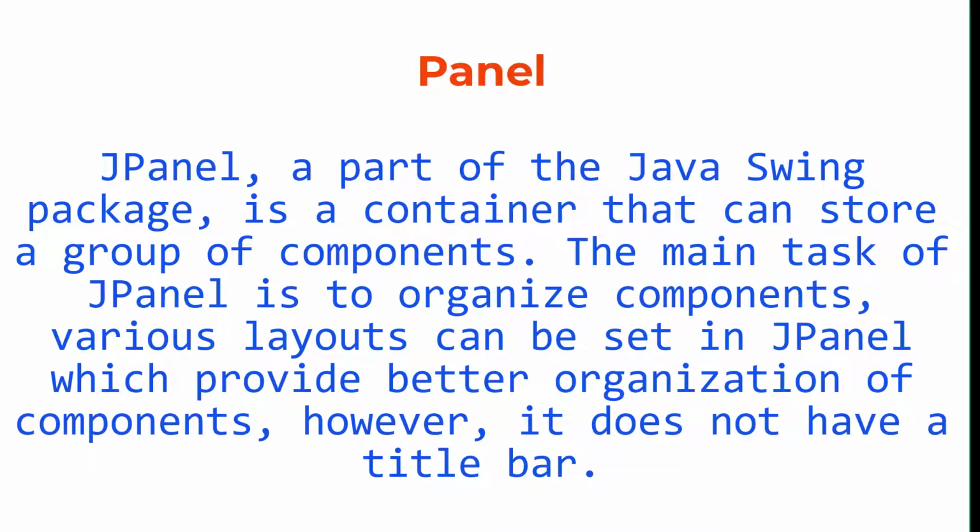Okay, the next control that we are going to talk about is the panel. A JPanel, which is part of the Java Swing package, is a container that can store a group of components. The main task of JPanel is to organize the components that we put on it, and they can have various layouts. For the panel, we can set a different layout for each panel, and through this we can organize our components on a frame. And a panel does not have a title bar also.